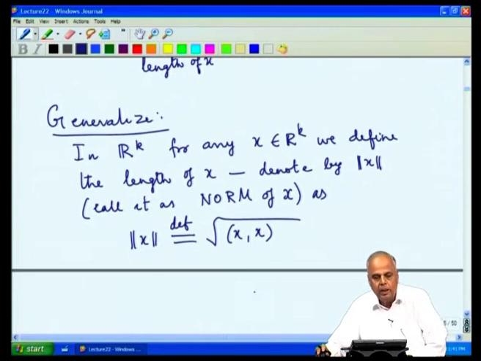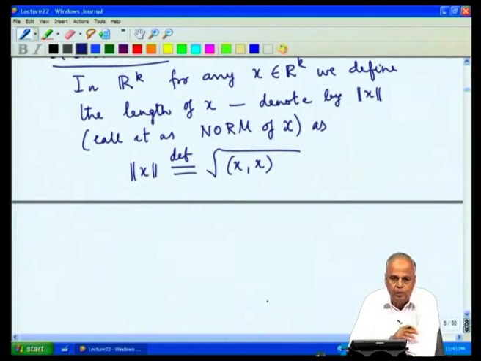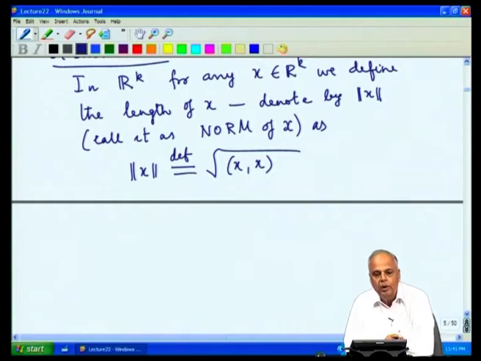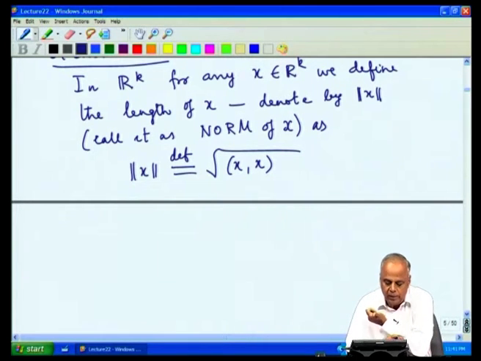Notice that there is no problem of taking the square root of x comma x, because we have already observed that for any vector x, x comma x is a non-negative quantity, and therefore, we are taking the square root of a non-negative quantity. So, we will get only a real quantity.